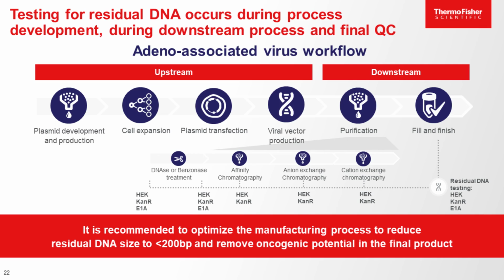This is a general overview slide showing the utility of the analytical tools we will focus on today. The E1A fragment sizing assay is suggested to be used to assess the efficiency of your DNA size reduction step, such as benzonase treatment, and at the final stages of the downstream processing. The HEK quantitation assay and the CAN-R residual plasmid assay are typically used throughout the downstream process to support the characterization and optimization of your process and for routine QC.